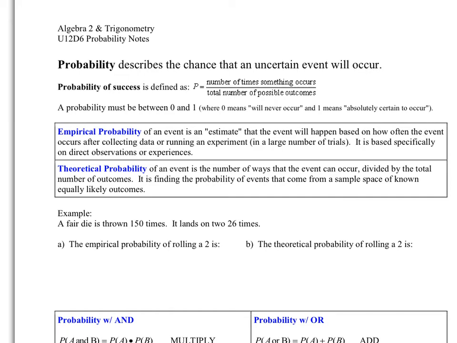Hello. Today we are going to cover some more probability notes. This is Unit 12, Day 6. We're going to start with the definition of probability, as it states at the top.